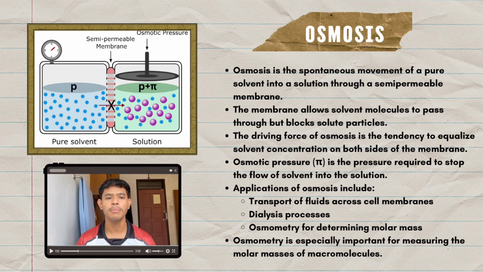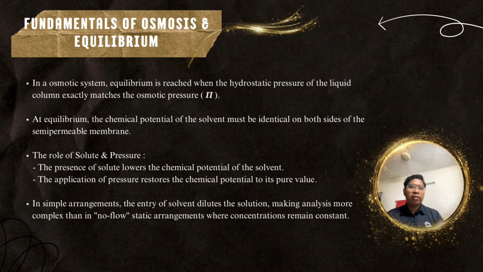Osmosis has many important applications. It plays a vital role in the transport of fluid across cell membranes, helps in medical treatment such as dialysis, and is used in osmometry to determine molar mass. Osmometry is especially important for measuring the molar masses of macromolecules such as proteins and polymers, which cannot be accurately measured using other methods. Next, we move to the fundamentals of osmosis and equilibrium.